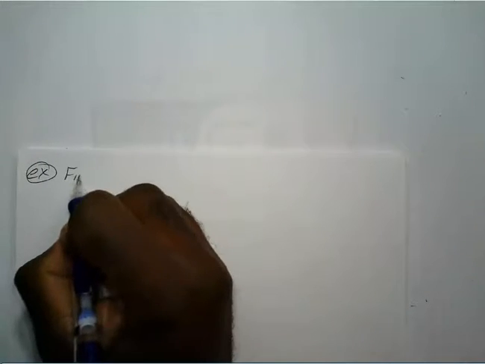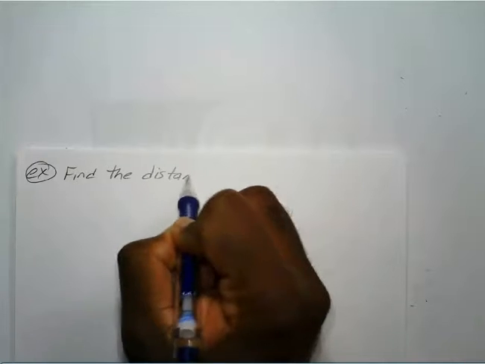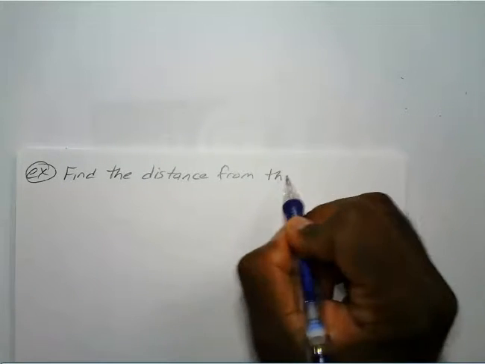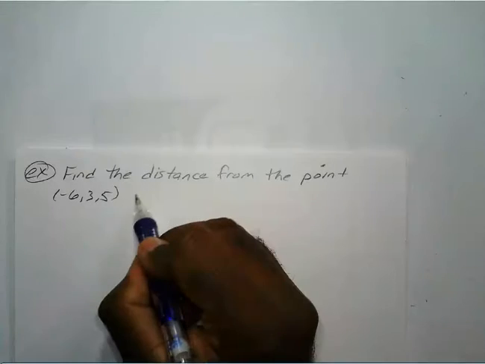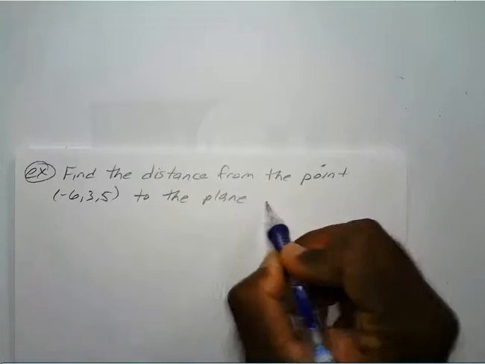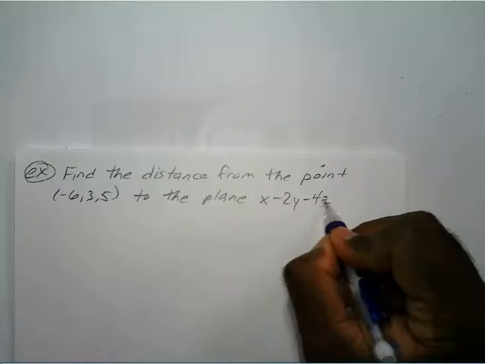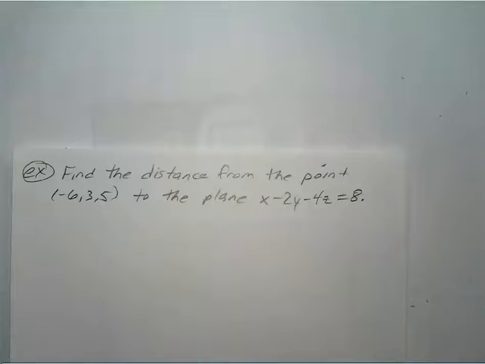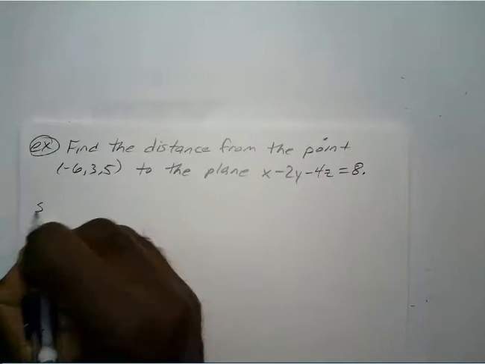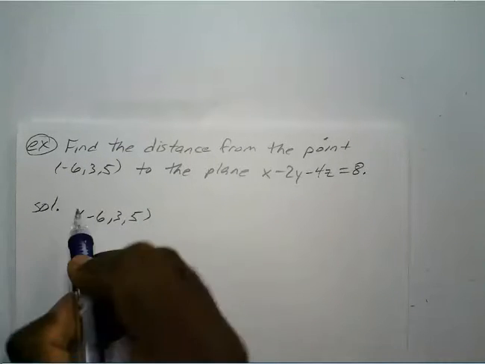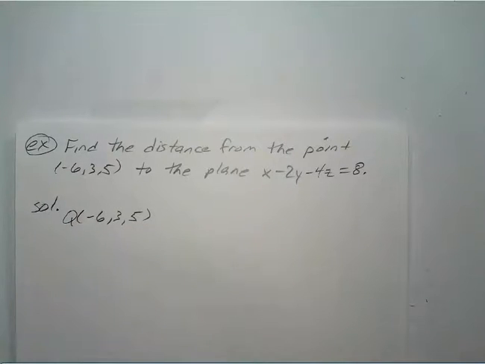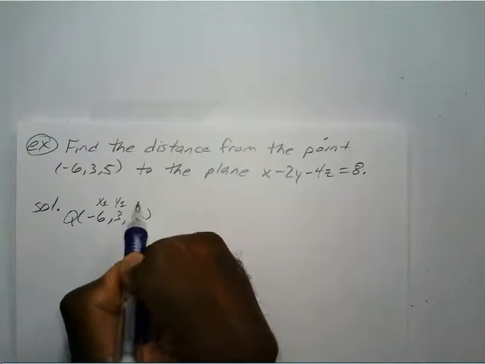So for example, what if we wanted to find the distance from the point -6, 3, 5 to the plane x minus 2y minus 4z equals 8. To start this one, we have our point -6, 3, 5. Remember, our point Q isn't on the plane, so that's our Q. This would be our x1, y1, and z1.